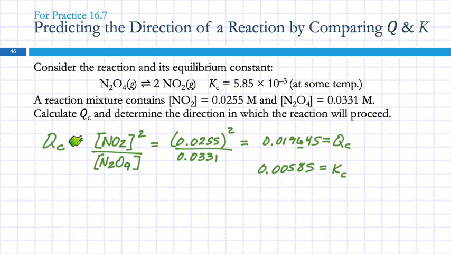Q is too big. That means we need to make the numerator smaller and the denominator larger, right? So we need to reduce the product concentration and increase the reactant concentration. So this is going to go in the reverse direction. Does that make sense? Anybody have a question?